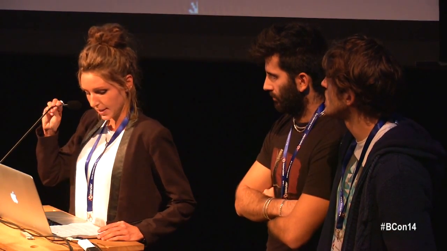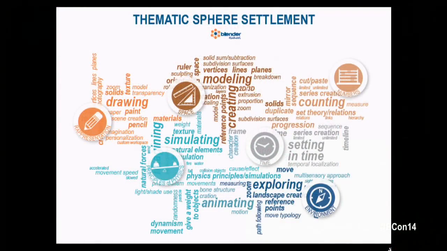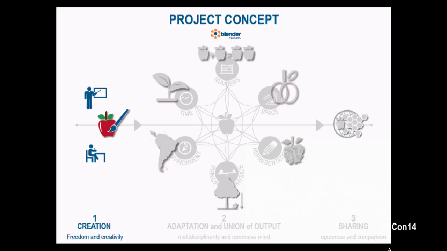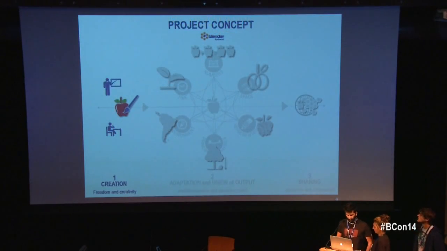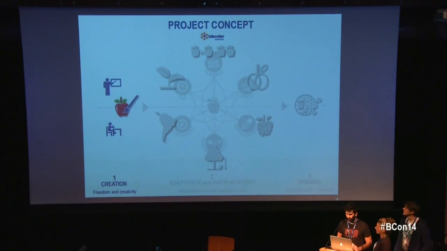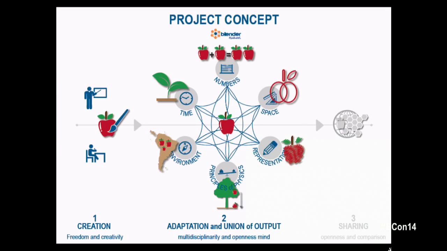We decided to translate them into a new interpretation useful and advantageous for primary school, identifying six different thematic areas: representation, principles of physics, space, time, environment, and numbers. Starting from this, we developed our project concept, which is divided into three principal steps. The first is the creation, where the child can create the element that will be the subject of his work. The second step, the adaptation, goes through the six areas of interest and the making of the video. And the third one is the sharing, a step of openness and comparison.